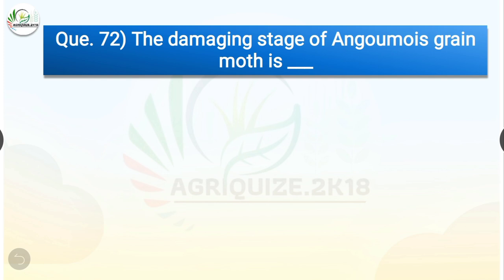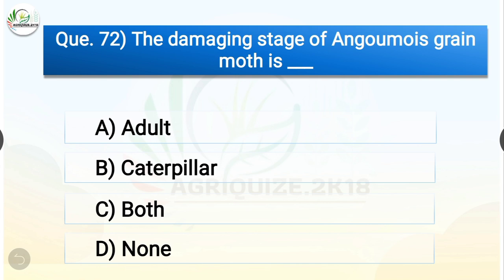Question number 72. The damaging stage of Angoumois grain moth is dash. The options are adult, caterpillar, both or none. The correct answer is option B, caterpillar. So the damaging stage of Angoumois grain moth is caterpillar.